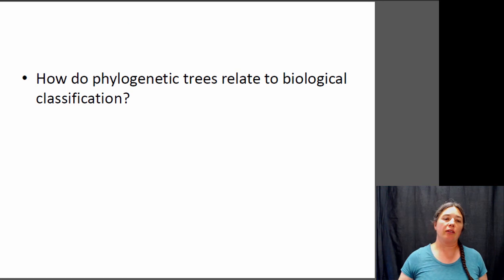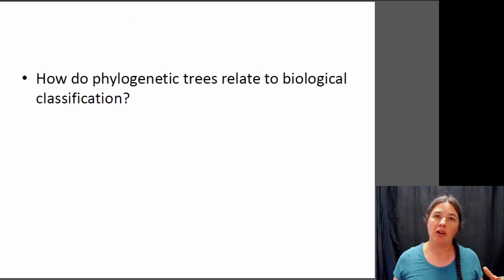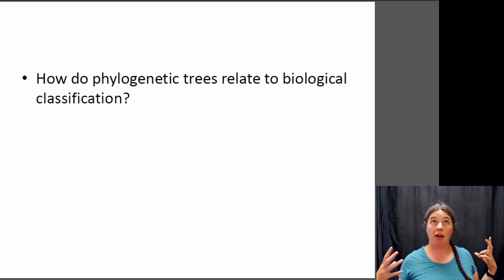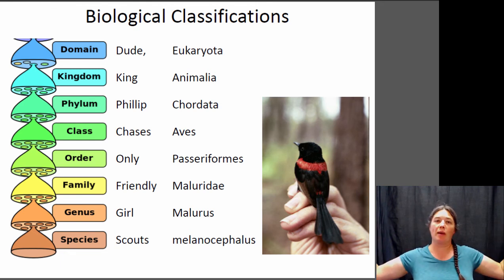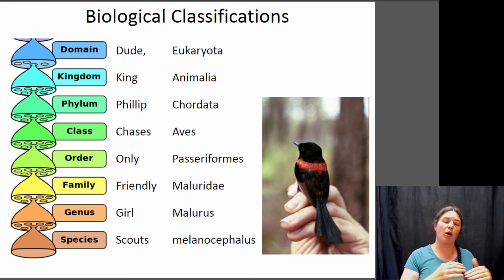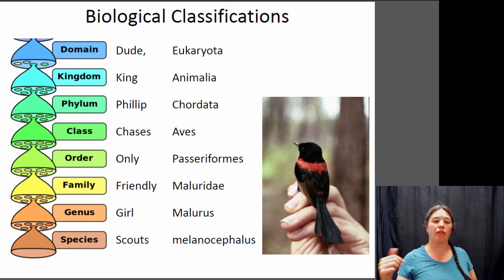All right, so how do these phylogenetic trees relate to the taxa that we make up as humans? Well, hopefully you guys remember your biological classifications. So we have the domains. There are 3 domains. That's the largest classification, and then we have progressively smaller nested classifications within that. So we have domain, kingdom, phylum, class, order, family, genus, species.